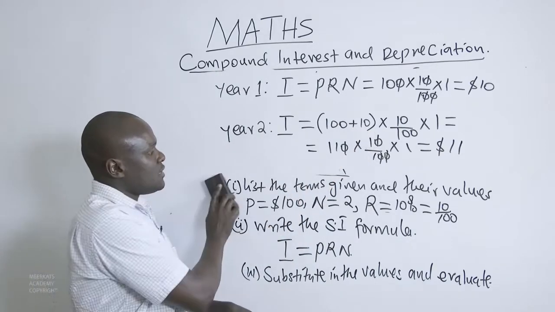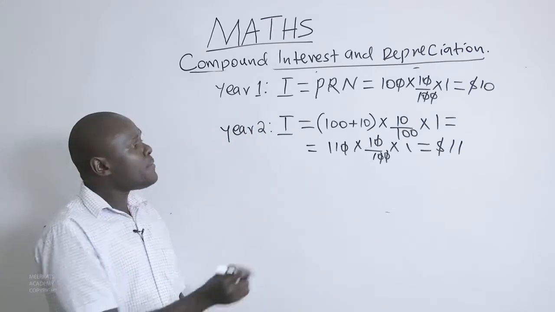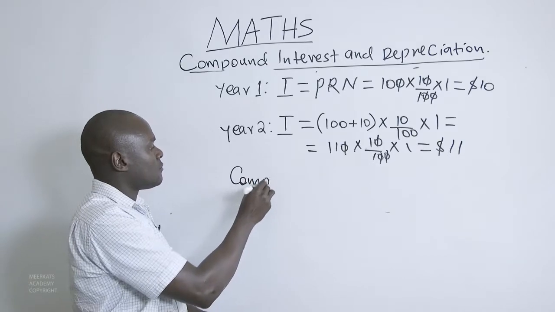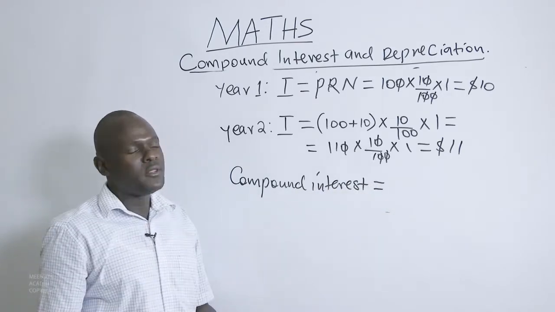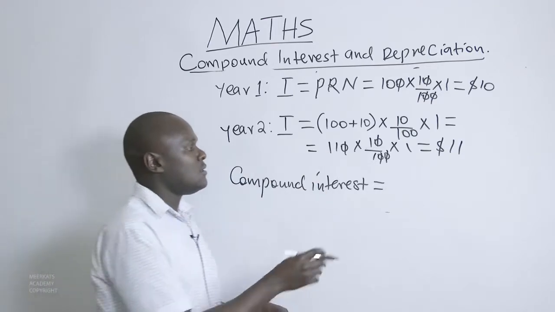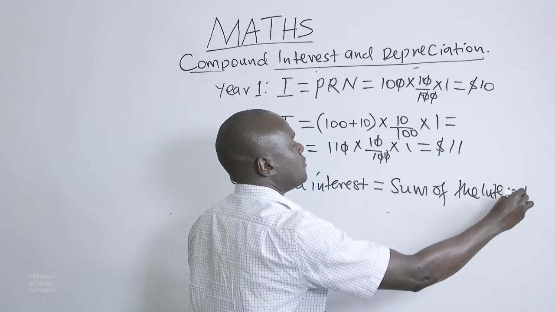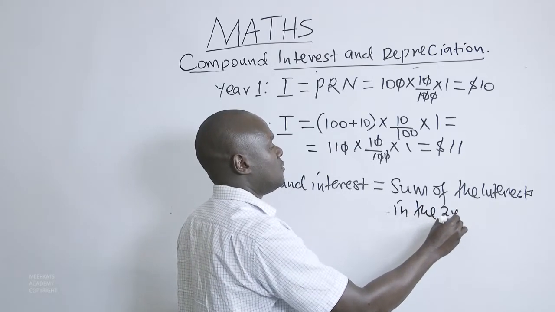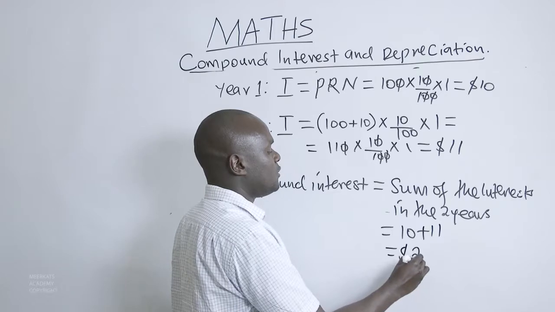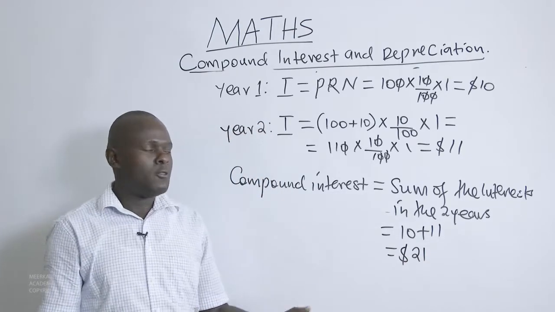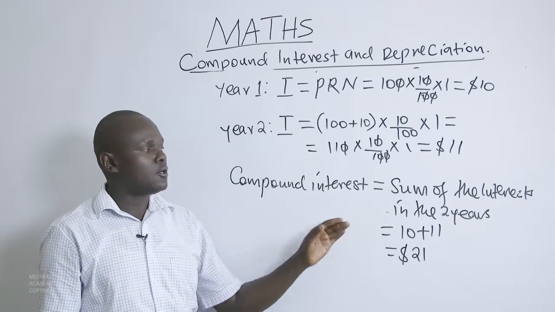So at the end of the second year, the compound interest will be the sum of the interest in the 2 years or 2 periods, and this will be $10 plus $11, giving us a sum of $21. This will be the compound interest.